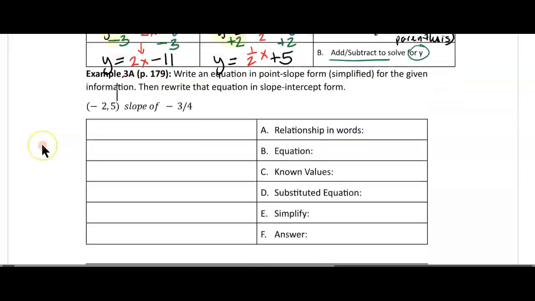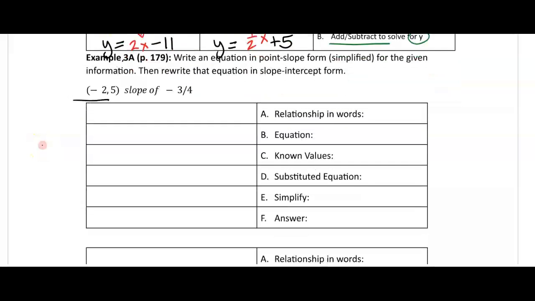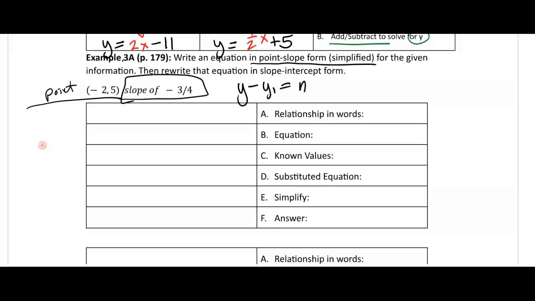All right. Now, what if we're given a slope, and we're given a point, and we're asked to find the equation of a line? If we're given a slope and a point, we want to always just start with the point slope form, which is y minus y1 equals m times x minus x1, and use this. So our relationship in words is equation with point slope.